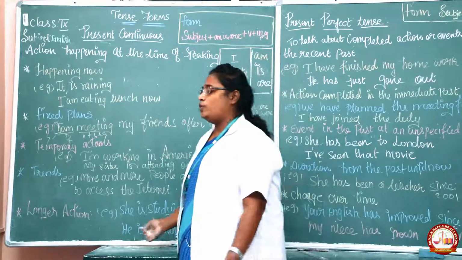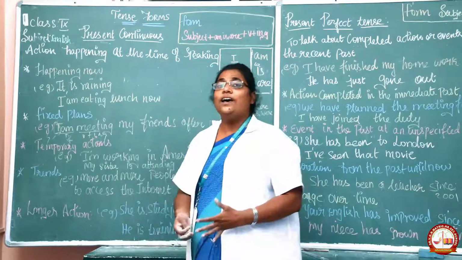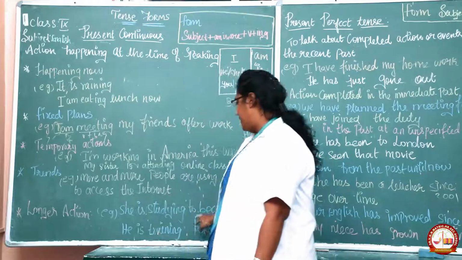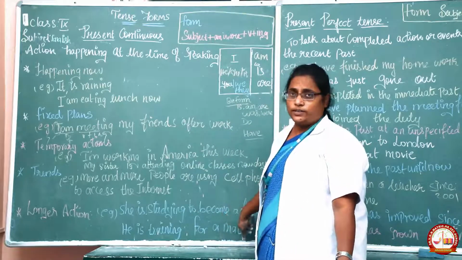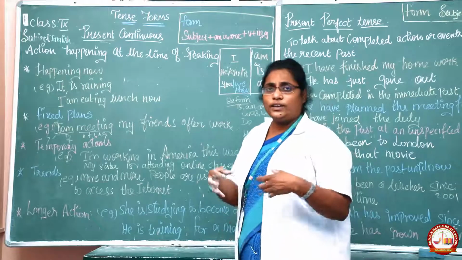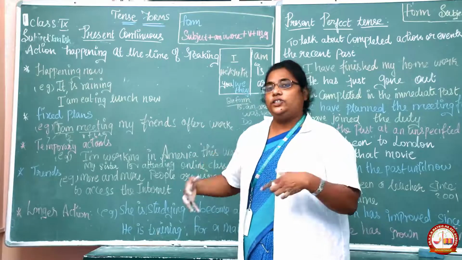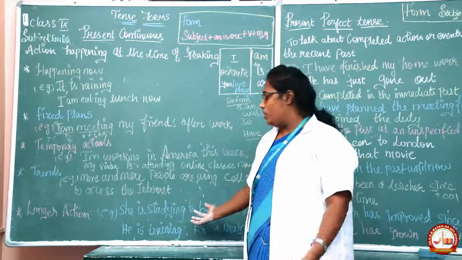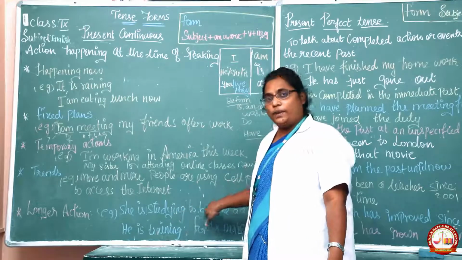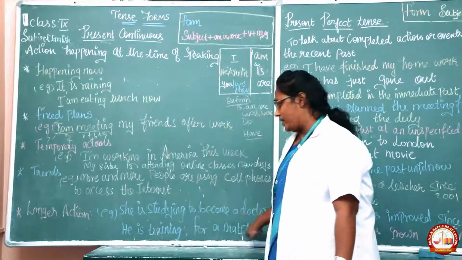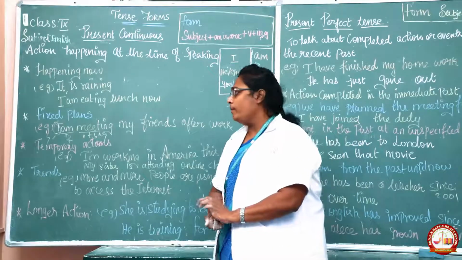And the next one is longer action. For example, she is studying to become a doctor. It is somewhat a little longer time. Within a month or within a year, she can't finish her doctorate. So, she is studying to become a doctor. And he is training for a match.